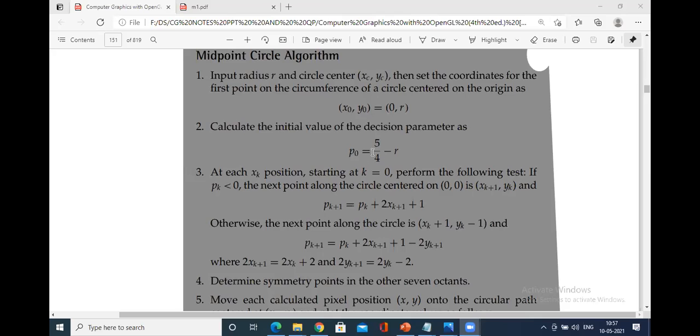Based on the value of P naught, you will evaluate how to calculate the next pk plus 1. That is based on the positive or negative value. That is whether we'll increment, whether you will return yk or whether you will return yk minus 1. So that will be the decision based on the value of pk less than 0 or pk greater than 0.